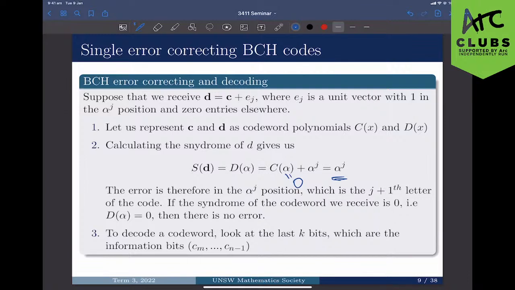So after we've calculated the syndrome alpha to the power of j, what this tells us is that in the code word d that we've received, the (j+1)th bit of the code is wrong. So we just have to change it from 1 to 0 or 0 to 1. And decoding a BCH code is very, very simple. So once you have the code word c, you just look at the last k bits, which are the information bits.